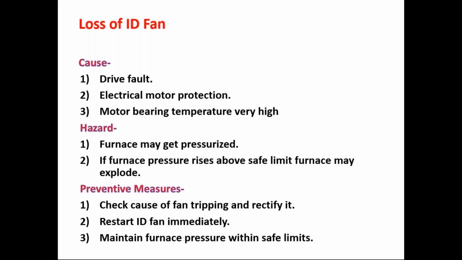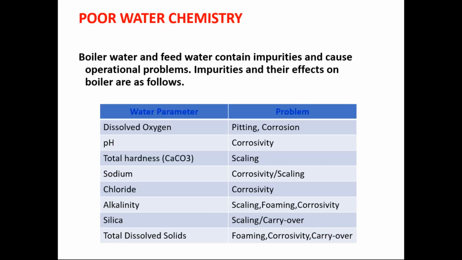How to prevent this ID fan failure? Check the cause of the fan tripping, and rectify it. Then restart the ID fan immediately. Maintain the furnace pressure within safe limits. So these are the preventive measures to avoid loss of ID fan. Then the next point is poor water chemistry.